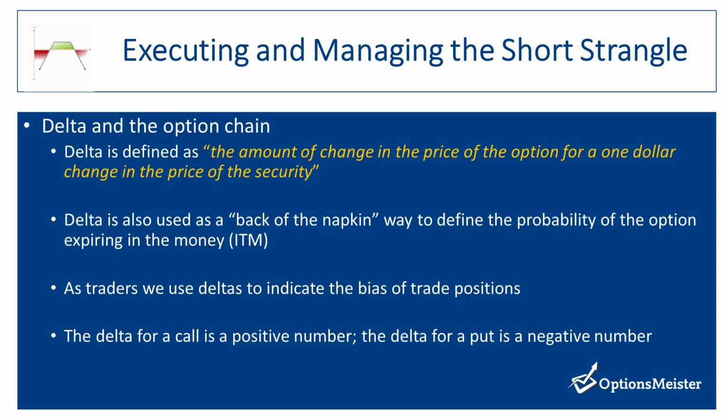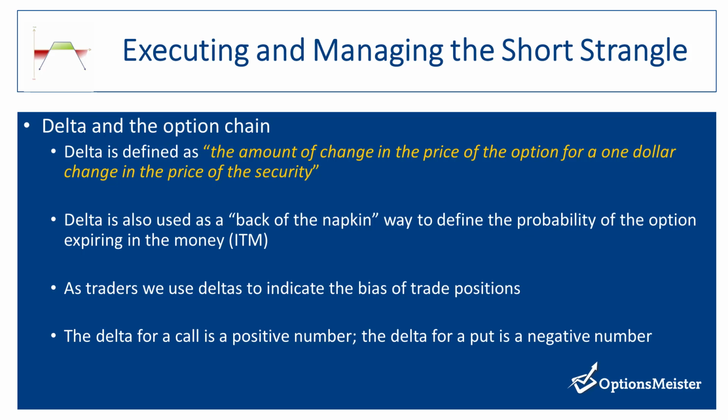As an option trader, you need to gain an innate knowledge of the most important Greeks: delta, theta, gamma, vega and, to a lesser extent, rho. When evaluating potential trades and adjustments, the most important Greek is delta. They define delta as the amount of change in the option's price for a $1 change in the security's price.